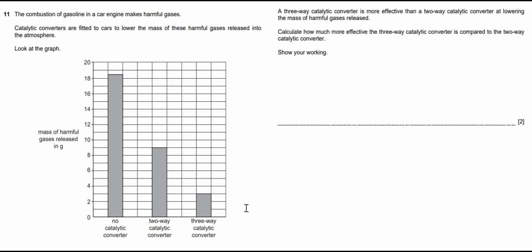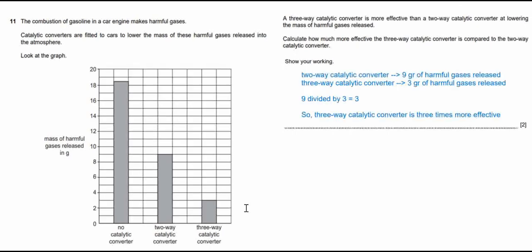Okay guys, time up, so let's open up the answer. If you're not finished, you may pause this video. So for a two-way catalytic converter, we see that it is between 8 and 10, so 9 grams of harmful gases released. Now for the three-way, it is between 2 and 4, which is 3, so 3 grams is harmful. Now 9 divided by 3 is 3, so the three-way catalytic converter is 3 times more effective. That's our conclusion.